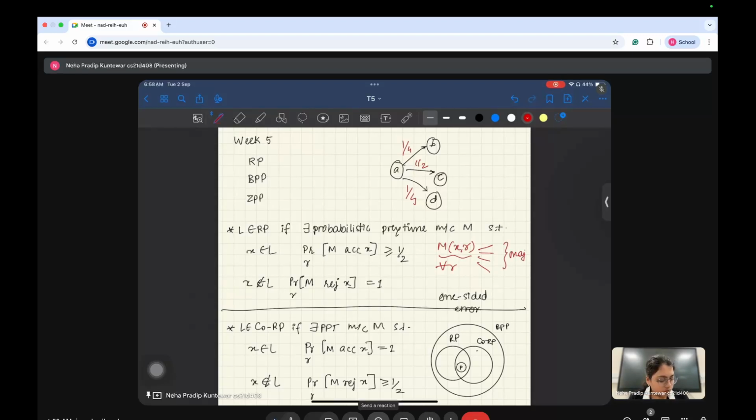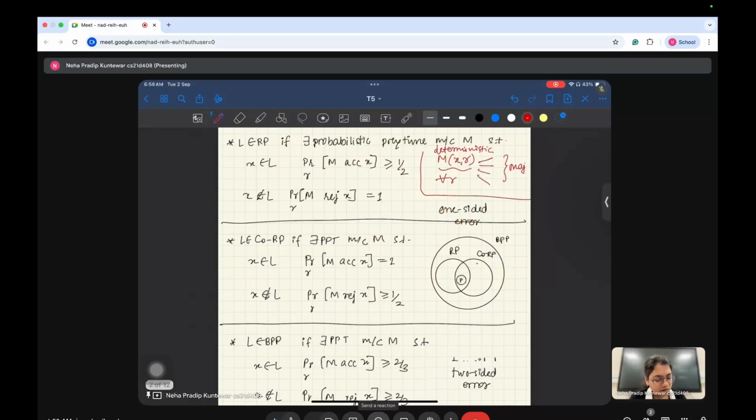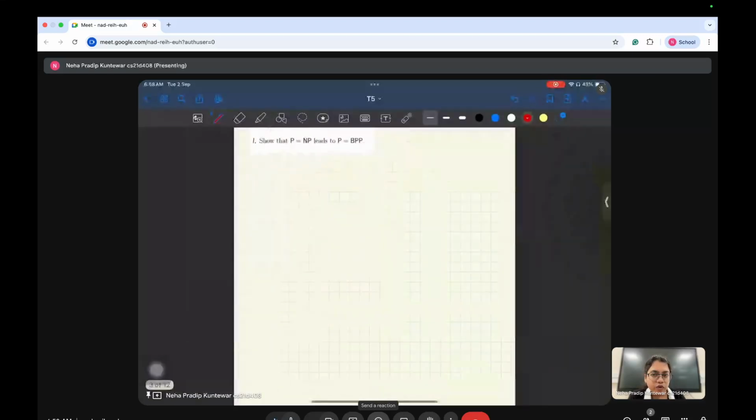Okay, so that is another way of viewing it, and this is a probabilistic machine, and both the notions are equivalent. It can be shown that they are equivalent. But we'll not get into the details right now. So these are the basic definitions, and we'll move on to the questions.